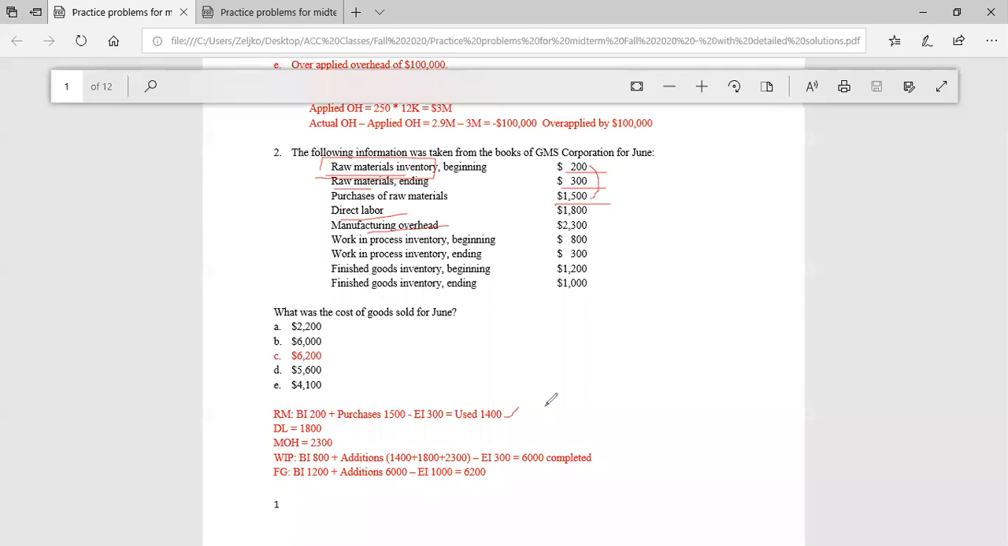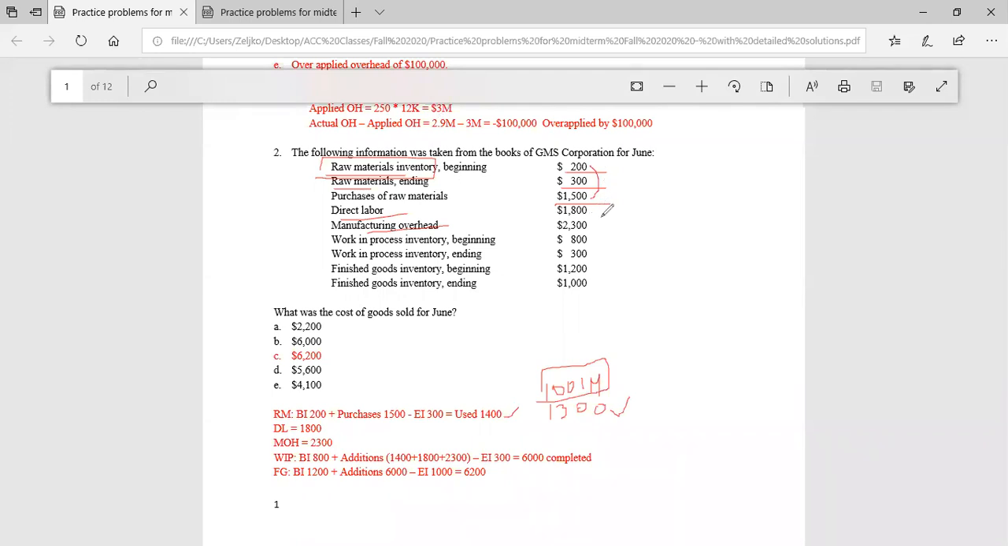Again, be careful. If, let's say, $100 out of these 1,400 are indirect materials, then your direct materials would be 1,300, right? So that would go straight to work in process. But these 100 you would basically ignore because they are part of the applied overhead, right? So you need to review this in case you need to.